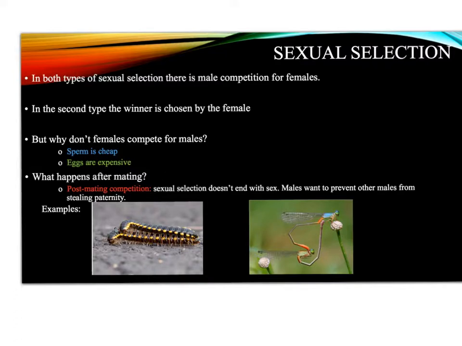So what happens after mating? There is post-mating competition. Sexual selection doesn't end with sex. Males want to prevent other males from stealing paternity. In this example, we see the Central American millipede, where the male rides on the female for several days to protect her from another male inseminating her. In this example, the damselfly uses a penis scoop to remove sperm from the previous male before leaving his.